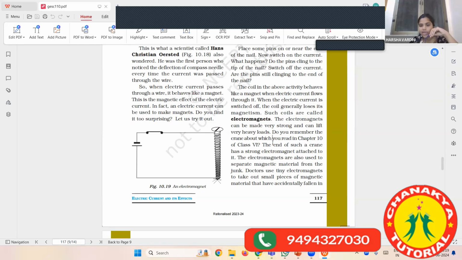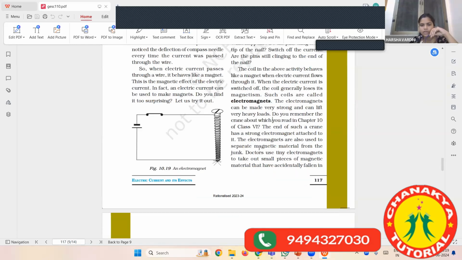Do you remember the crane about which you read in chapter 10 of class 6th? Did you guys read about something like that? Yes, ma'am, in the textbook one photo was there. So the end of such a crane has a strong electromagnet attached to it. The electromagnets are used to separate magnetic material from the junk. And we discussed this in separation of substances.